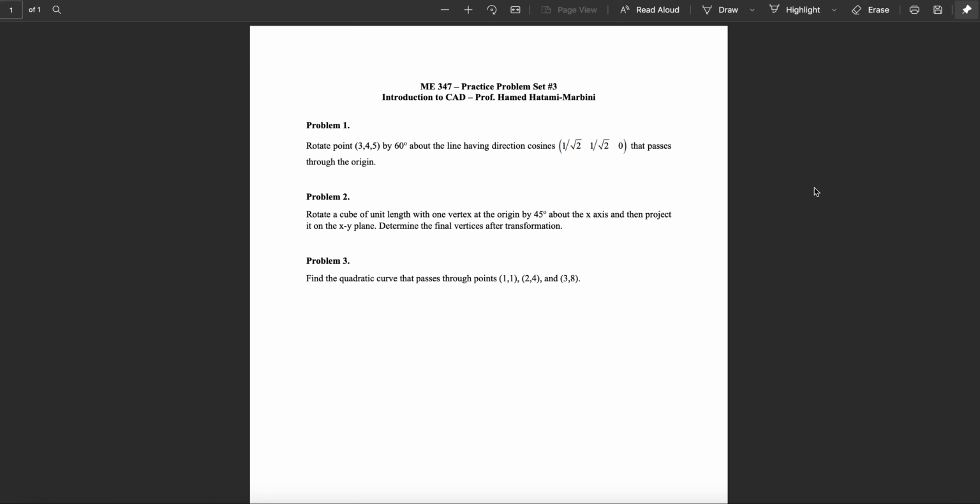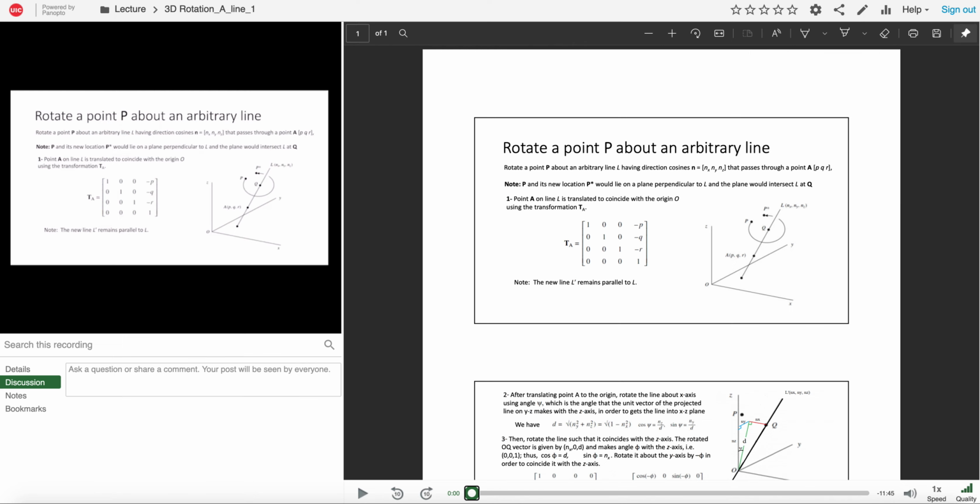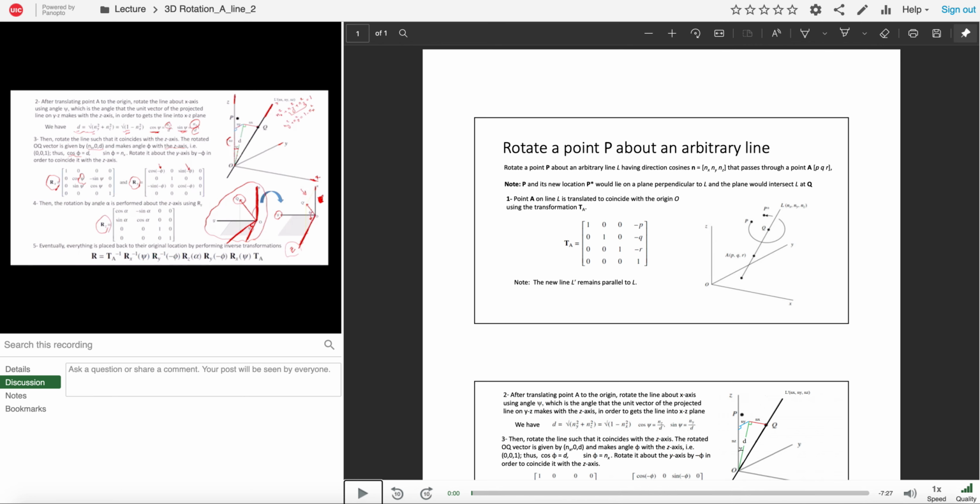For the first question, the students would have to watch the lecture videos titled 3D rotation underscore align underscore 1 and 3D rotation underscore align underscore 2. So these two lecture videos solve the question of rotating a point about a line.